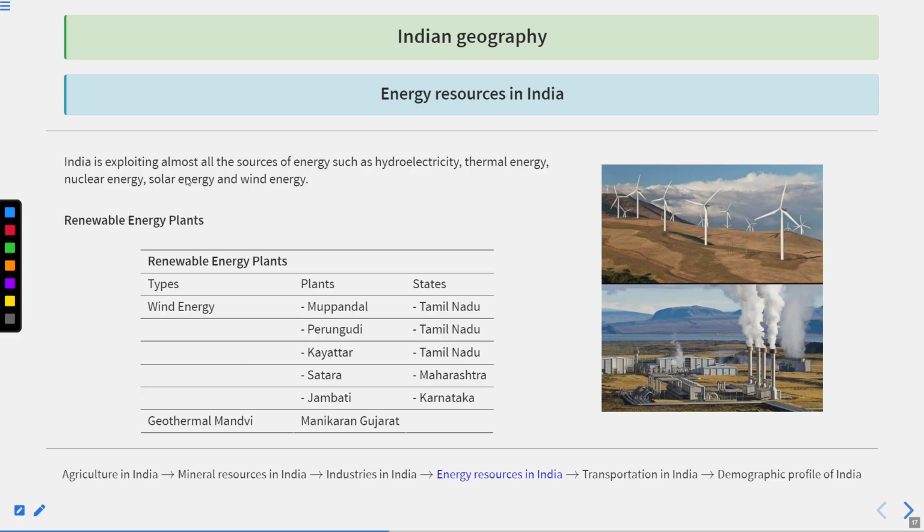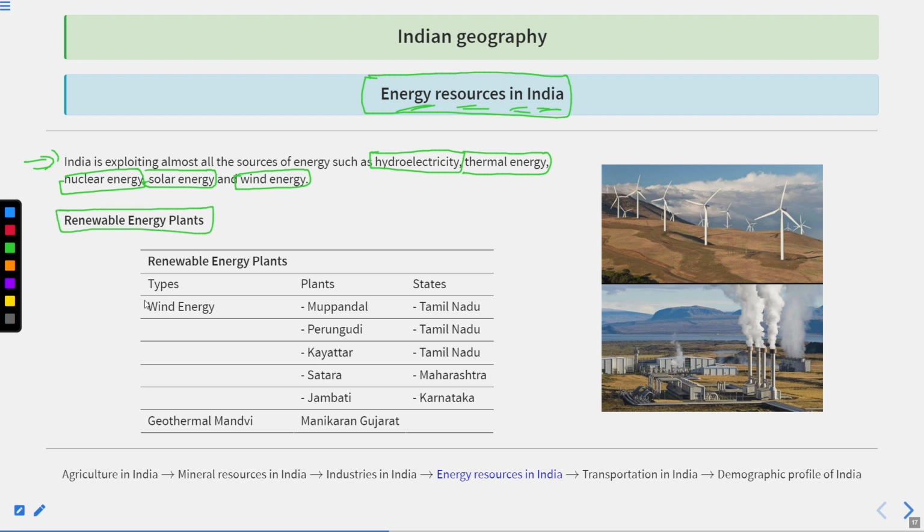After this, now we have the energy resources in India. Okay. India is exploiting all the sources of energy which we could have, like hydroelectricity, thermal energy, nuclear energy, solar energy, and wind energy as well. Renewable energy plants, if we talk about it, first is the wind energy.